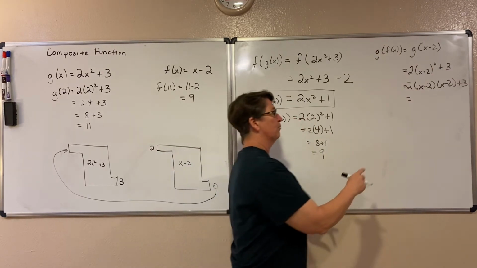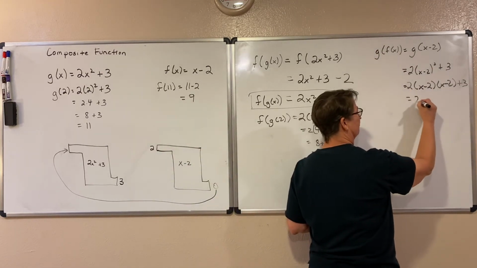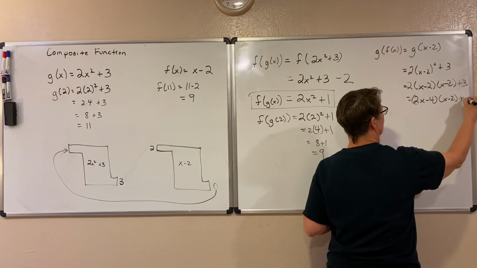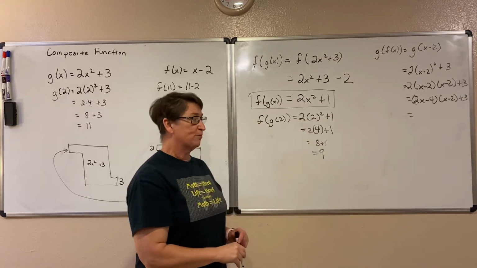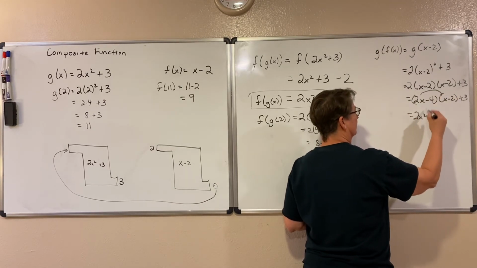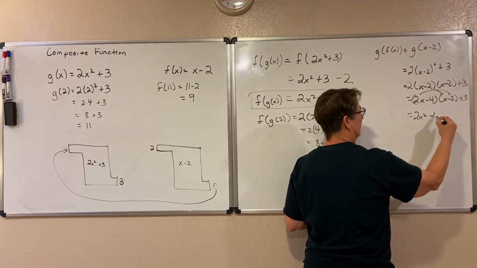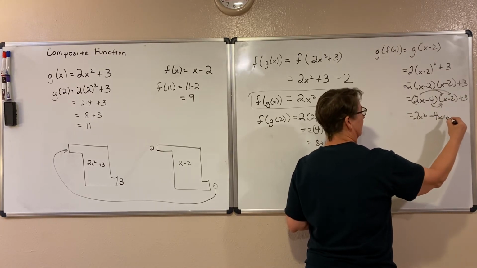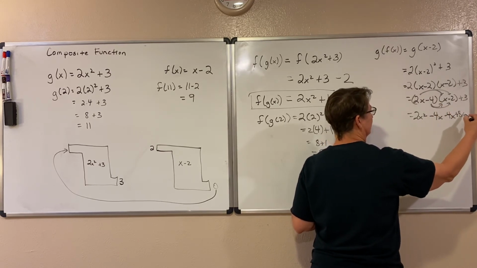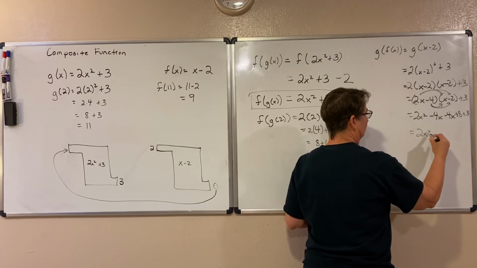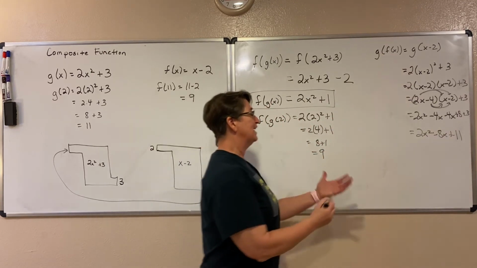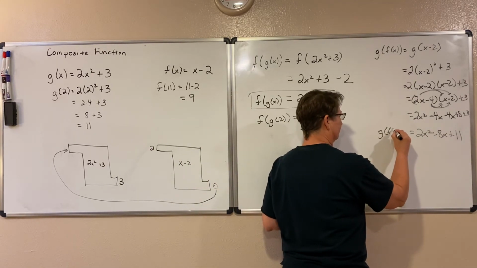I'm going to simplify. So 2 times x minus 2 times x minus 2 plus 3. Do some distribution. I'll multiply this 2 times the x minus 2 first, so that I have 2x minus 4 times x minus 2 plus 3. Distribute. So, first times first, 2x squared. 2x times a negative 2 is a negative 4x. Negative 4 times x is a negative 4x. And a negative 4 times a negative 2 is a positive 8. 2x squared minus 8x plus 11. Now this is my g of f of x. I have found the composite function there.